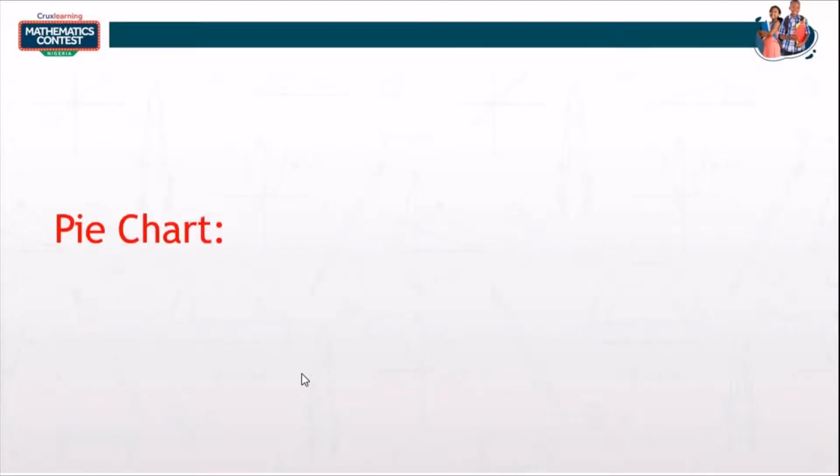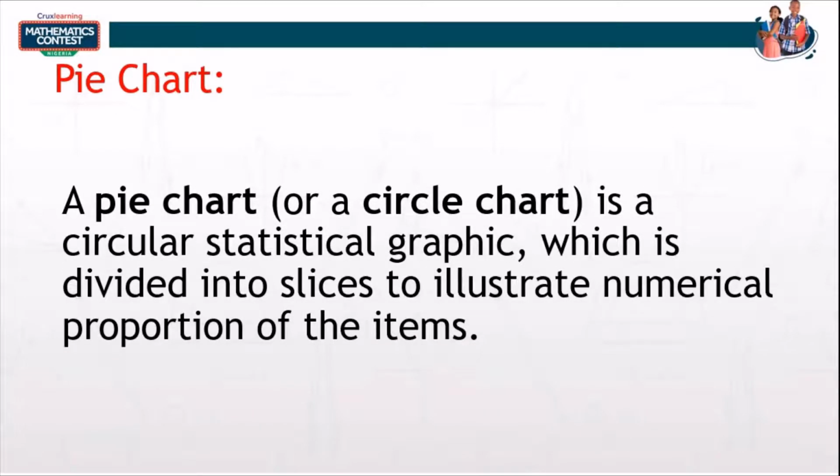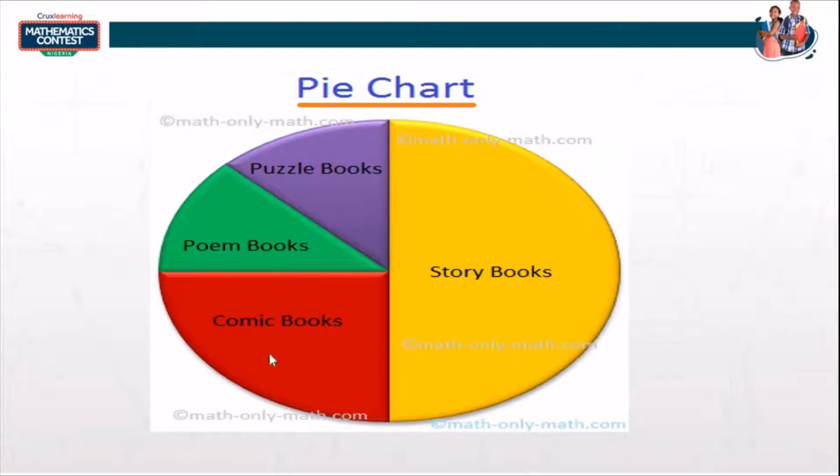Okay, so next we have is pie chart. Pie chart is also known as circle chart. It is a circular statistical graphic which is divided into slices to illustrate numerical proportion of items. So here is an instance. You can see the circle, okay, then divided into sectors, or slices.